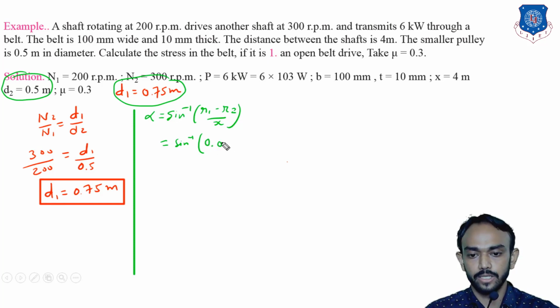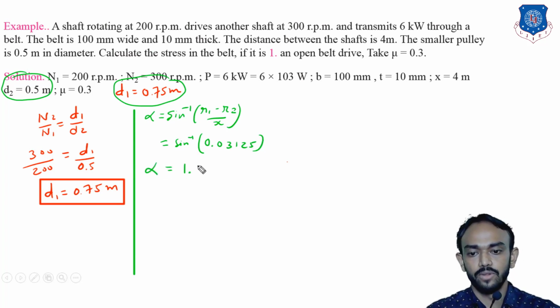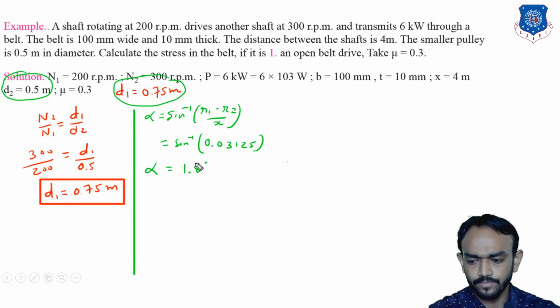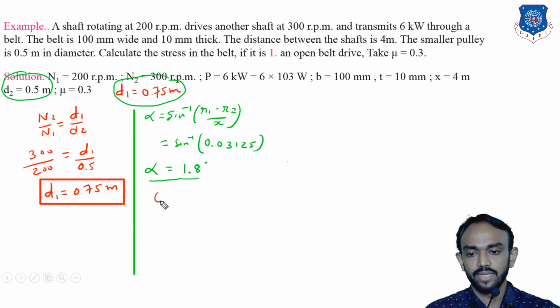If you put all these values here, you will find r1 minus r2 divided by x is equal to 0.03125, and the sine inverse of that is alpha, which is 1.8 degrees. So alpha is equal to 1.8 degrees. Now you can find theta here.